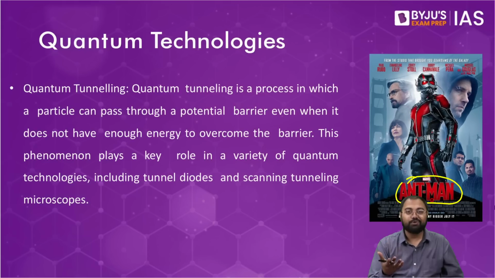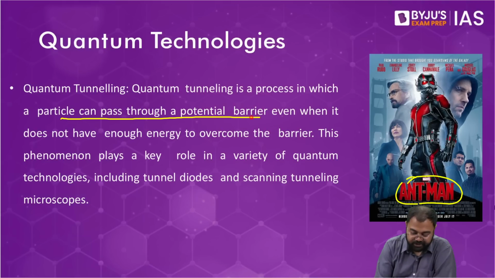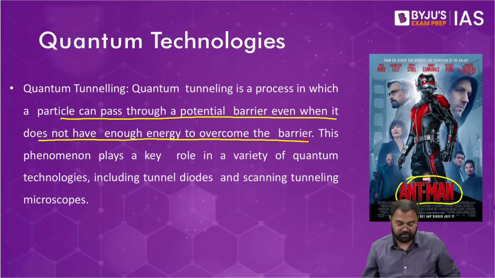But not you, of course. By you I mean electrons. So electrons, or let's say even other subatomic particles, photons, light particles also, will be able to enter inside a particular material by breaking their energy barrier. That is basically what we see: a particle can pass through a potential barrier even when it does not have enough energy to overcome the barrier. So in this manner they'll be able to enter inside that particular material.